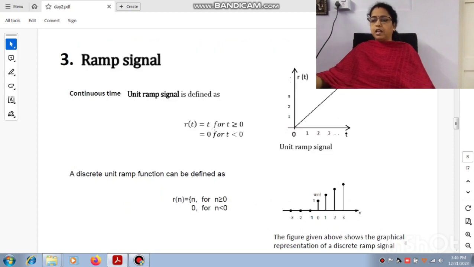Coming to the ramp signal, the graphical representation of the signal is given here. It is denoted by r of t. In equation representation, we can write r of t is equal to t when t is greater than or equal to 0, and 0 when t is less than 0. Similarly, we can denote the discrete version of the same signal, which is shown here in this figure.